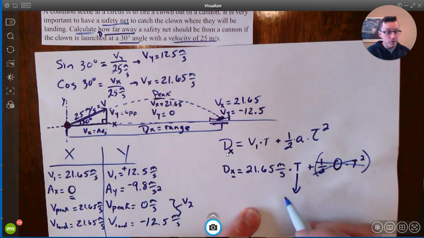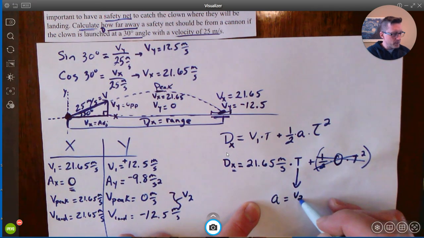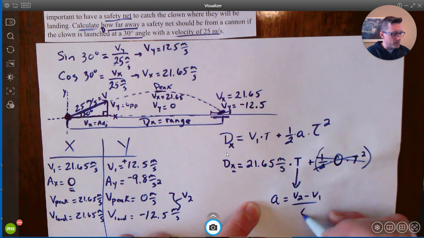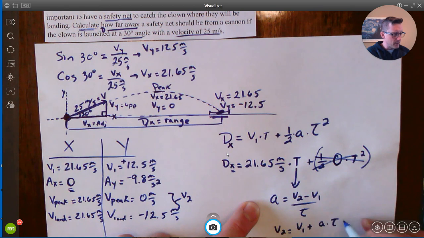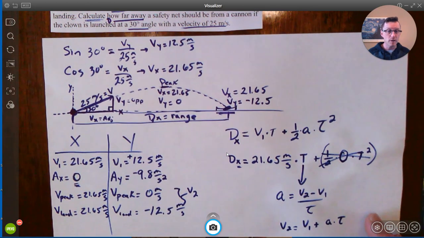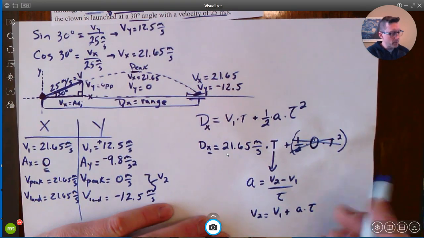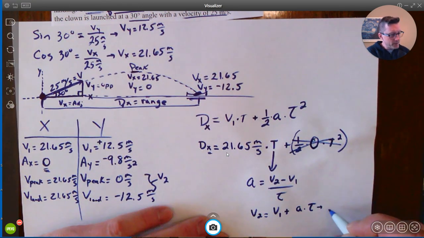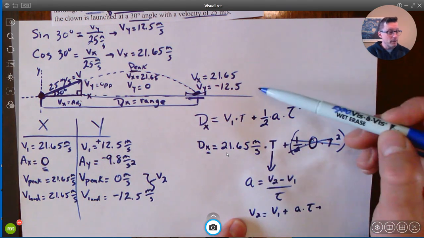We could do the original equation of acceleration equals V2 minus V1 over T. Or we could do V2 equals V1 plus A times T. Now, either one of those is actually going to work for you, okay? In fact, both of them. I actually think this bottom one is a little bit easier, so that's the one I'm going to use here. Okay, so I'm going to do that right here. V2. What is my V2? It is right where it lands.